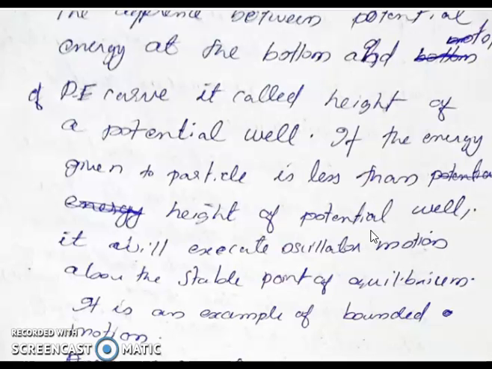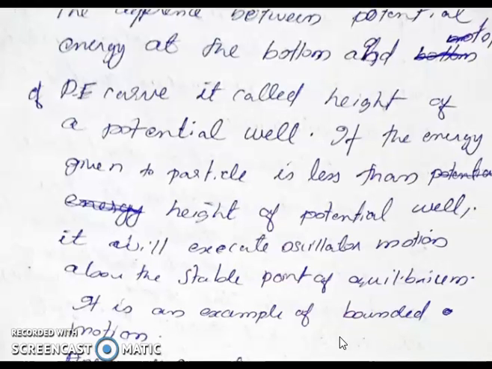So oscillatory motion is possible if we provide energy less than or equal to the potential well. If you give a large amount of energy, it will never execute oscillatory motion. If you stretch a string beyond a certain limit by giving a large amount of energy, it will be deformed. That is what we are saying: it will not execute oscillation. So below the height of the potential well, it will execute oscillatory motion about the stable point of equilibrium. That mean position at the center or origin is called the stable equilibrium position.